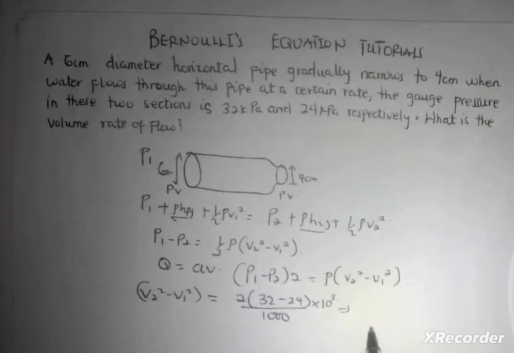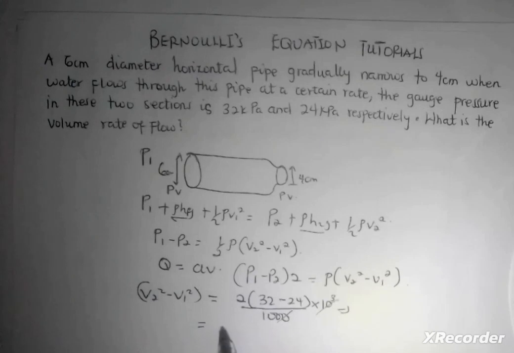8, right? Yep, so this will cancel what I have here. Therefore my change in velocity squared here is going to give me 16.